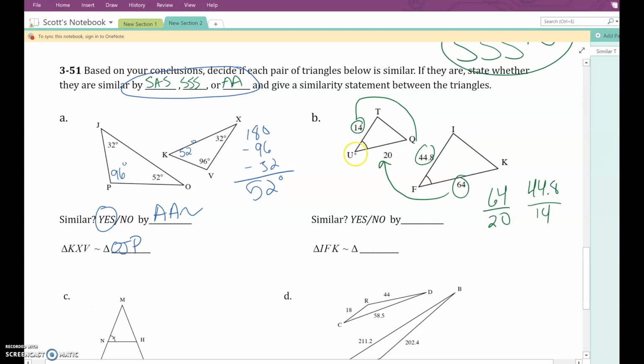Okay, my angles match up here. So I say angle U is equal to angle F. Okay, now I just have to figure out that scale factor in between to see if those match up. So I get 3.2. So since I have the side angle side with side angle side, these are similar by side angle side similarity. Now I have to go in the order. IFK would go with TUQ. Bam.